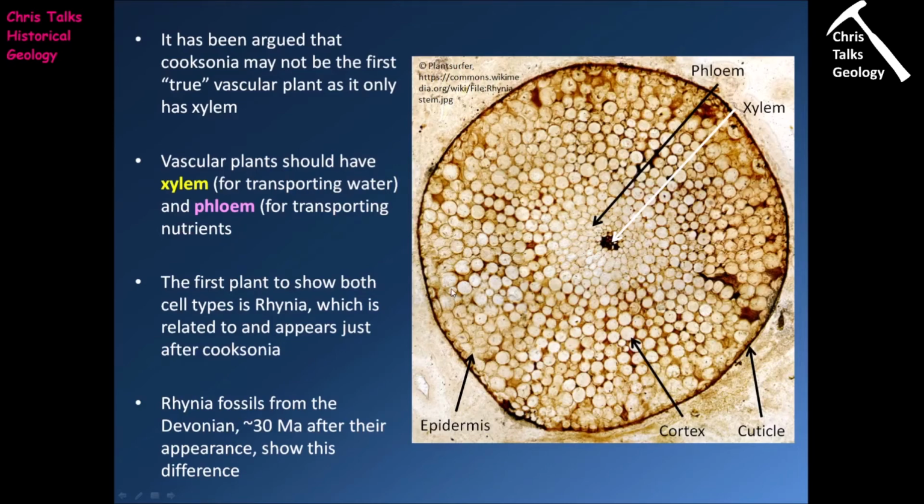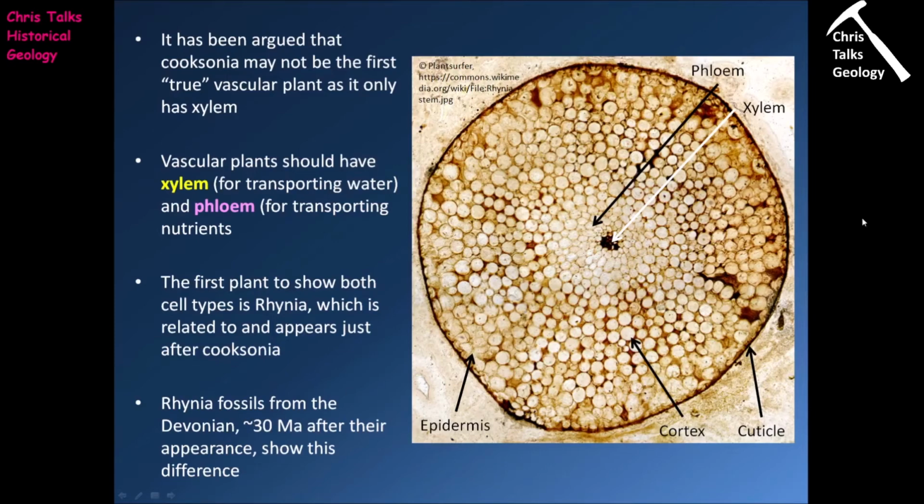So the first plant that actually shows both xylem and phloem cells is a plant called Rhynia. It's very, very closely related to Cooksonia, but it appears slightly after Cooksonia. Rhynia fossils from the Devonian, approximately 30 million years after their first appearance, show this difference. So Rhynia was around for quite a long time and it was a relatively successful plant.